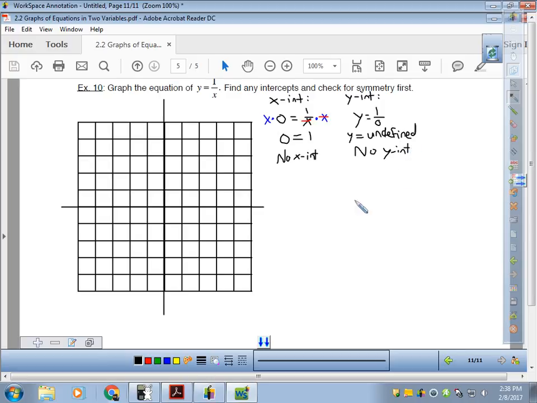So this graph is not going to cross or touch the x-axis, and it's not going to cross or touch the y-axis. Okay. So we've proved that. Let's look at our symmetry next.